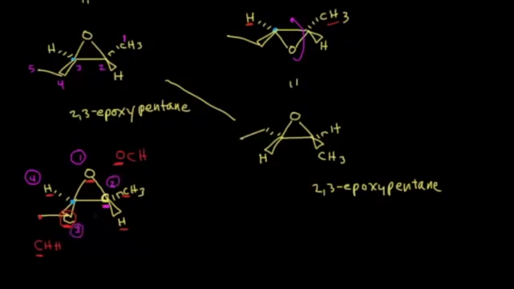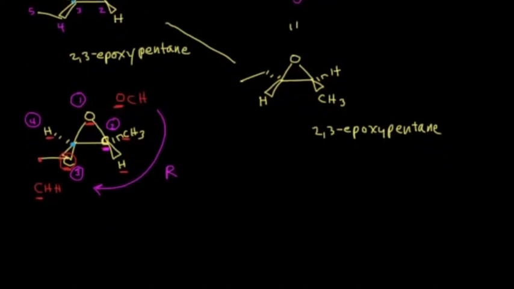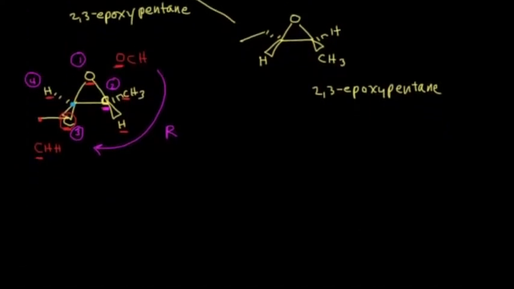a number 3. So for absolute configuration, my lowest priority group is going away from me, and I'm traveling around this way. All right, so I'm going clockwise, so it's an R absolute configuration at that carbon. Okay, since that drawing is really busy, let's go ahead and draw it one more time, and we'll figure out the absolute configuration at the other carbon.